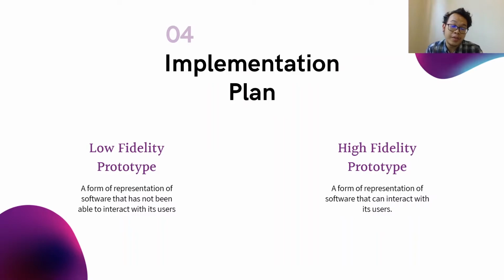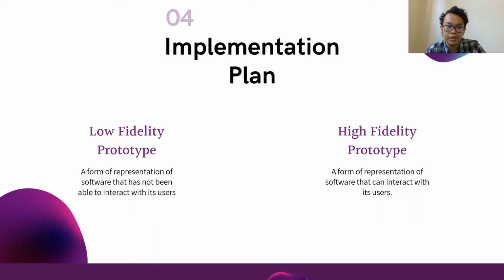After we have the user flow, we have to plan the implementation. In this case, we have two main things. The first one is the low fidelity prototype, and the last one is the high fidelity prototype. A low fidelity prototype is a form of representation of software that is not yet able to interact with its users. And the high fidelity prototype is a form of representation of software that can interact with its users.